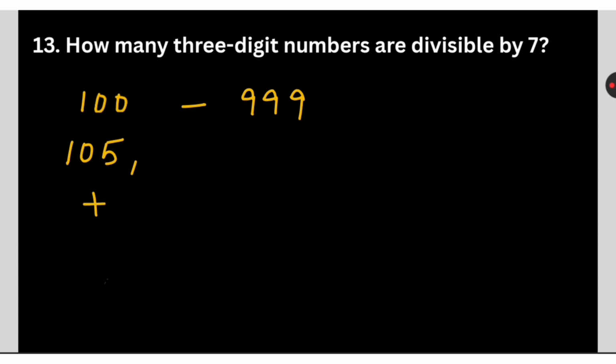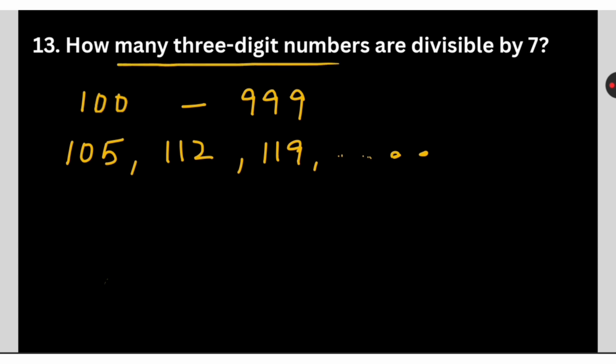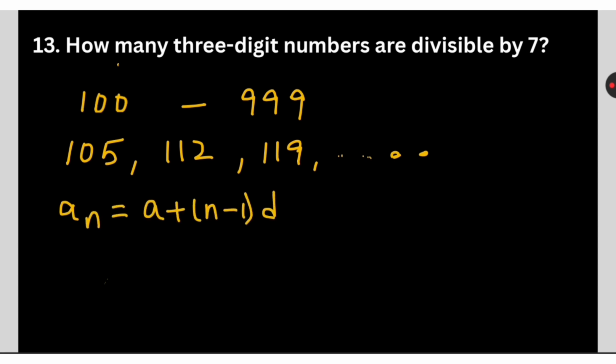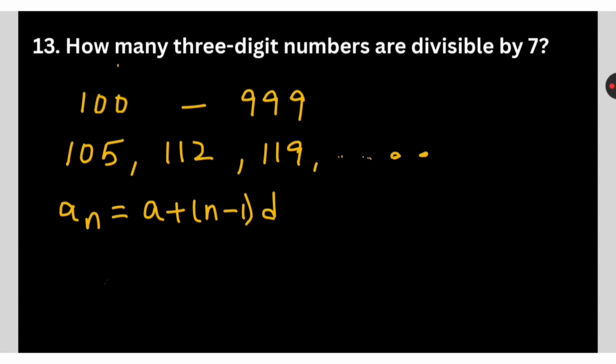For this 105, if you keep on adding 7, we get the second term as 112. If you add 7, the third term is going to be 119, and so on. So the first, second, third terms. Whatever is given in the question, we are going to convert in terms of an arithmetic progression. Using the well-known formula, an equals a plus n minus 1 into d, we can find the number of terms divisible by 7. Now we know the first term, second term, third term, and we don't know the nth term. That means we don't know the last term. Here we have 999.